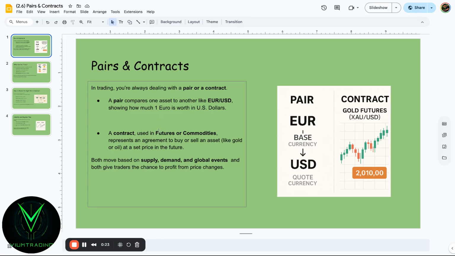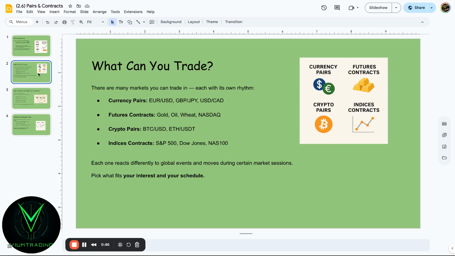And a contract is used in futures. It represents an agreement to buy or sell an asset like gold or oil at a set price in the future. Both of them are based on supply, demand, and global events, and both give the trader a chance to profit from the price changes, right? We profit from the movement of that price, and we take advantage of that, right?